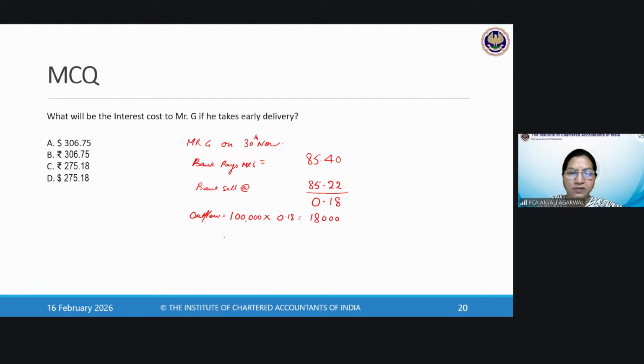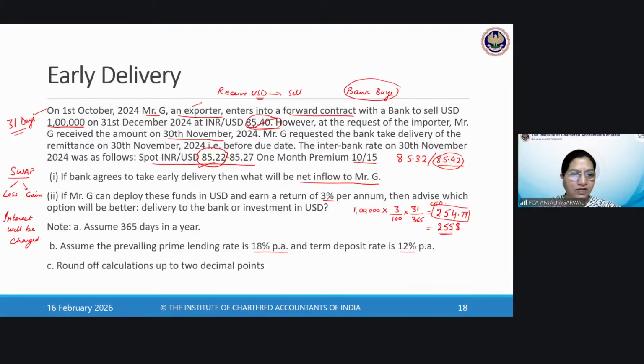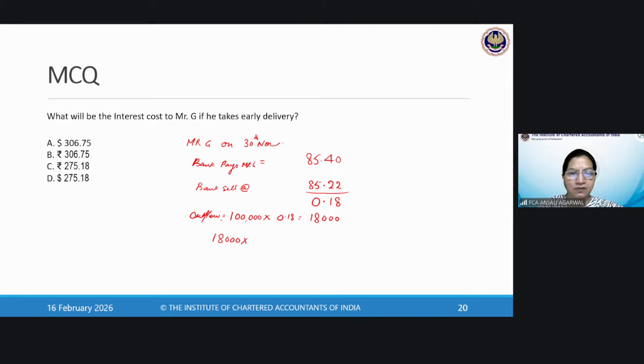So bank is going to charge interest on 18,000. Now, what is the rate at which the bank is charging interest? 18% for lending and deposit is 12%. So into 18% for 31 days.